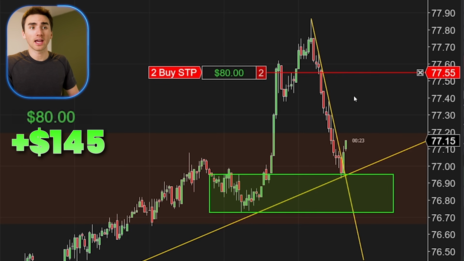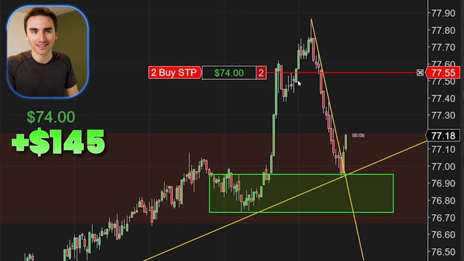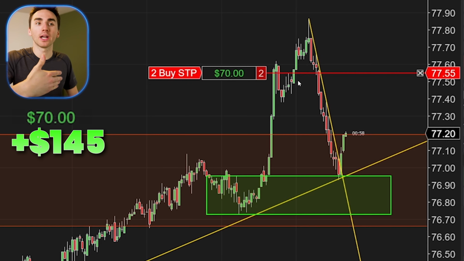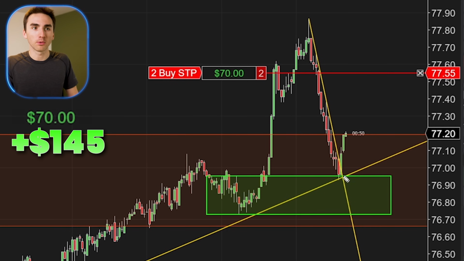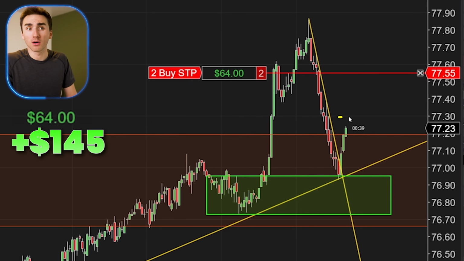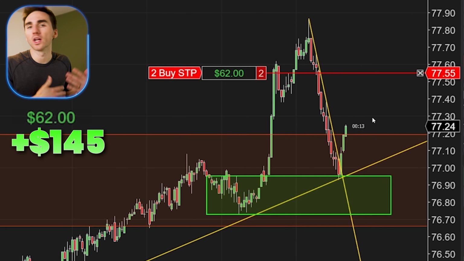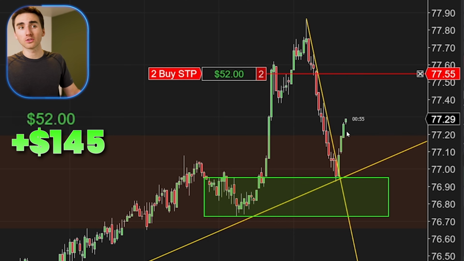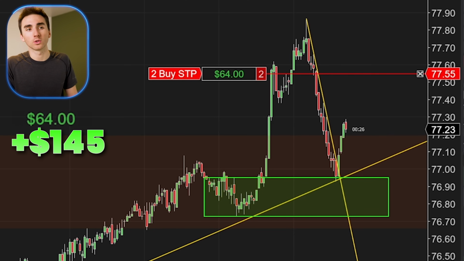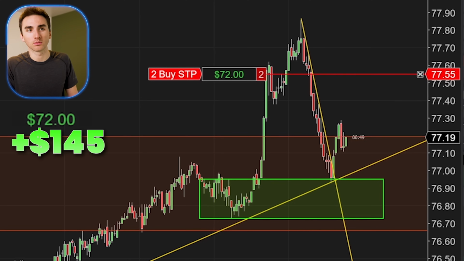I do have a mental stop in my head. Now I quickly moved it back, but you can see I'm trying to give it a couple of candlesticks of a pullback here. And then most likely I'll move it down once it starts to reverse, or gets to 1x my risk. The idea is I want to give it some wiggle room, but I don't want to give this whole swing back up.